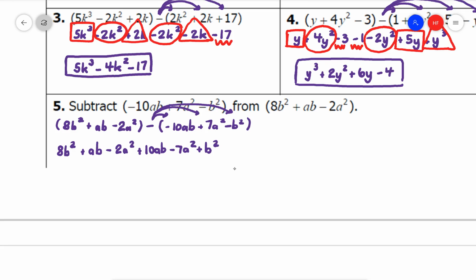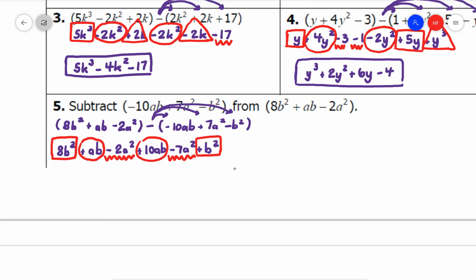And then I'm going to mark off which ones are alike. So the first one that I have is a b squared. So I'm going to look for one that says b squared. The second one that I see is a and b together, 10ab. And then the last one is an a squared by itself.